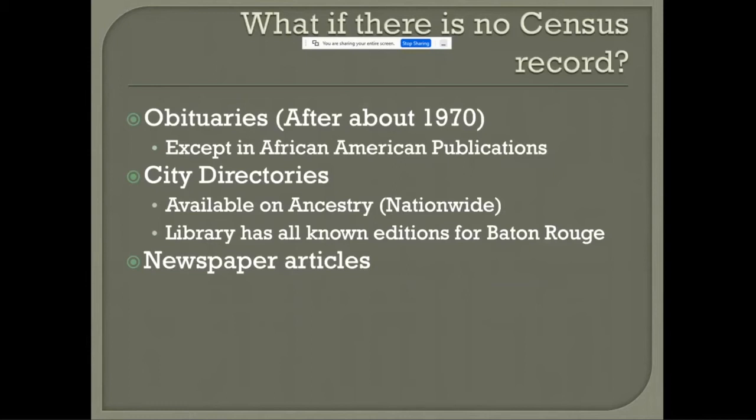City directories are an excellent resource for locating people and relations, and I'll show you an example of that in a minute. You can get them on Ancestry, or we have all the Baton Rouge editions upstairs, all the known ones. It'll list, and I'll show you in a minute what it lists, the person, maybe a spouse, job, and where they lived. And then newspaper articles.